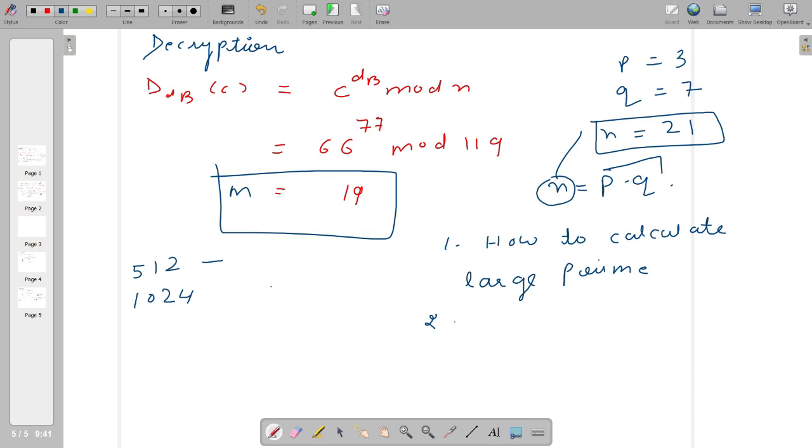But how to calculate these large primes? Because we are talking about very large numbers like 512 bit primes, 1024 bit primes. So there is no defined algorithm to find out whether a number is prime. So what we do is keep on doing primality testing. So how to do this primality testing? We do it with the help of Miller-Rabin primality testing. So in the next video we are going to look at these primality tests. Thank you.